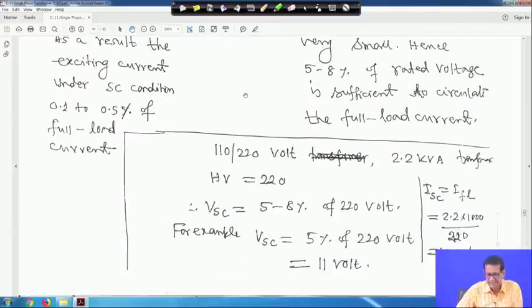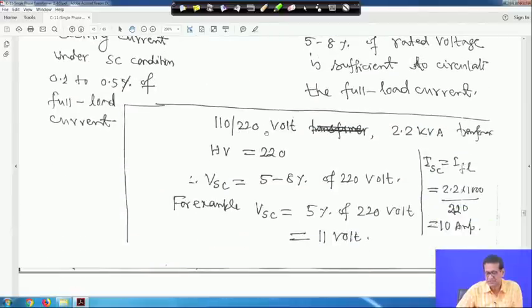In this case, suppose, for example, it is a 2.2 kVA transformer, so the high voltage side is 220 volt. The short circuit voltage you need is 5 to 8% of 220 volt. 5% of 220 volt means hardly 11 volt.